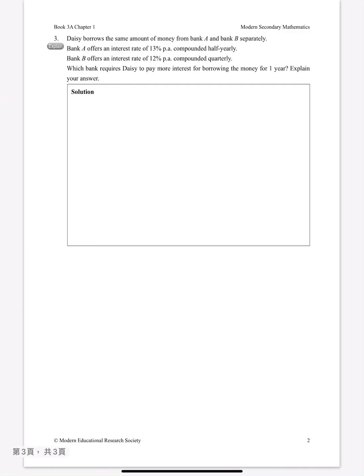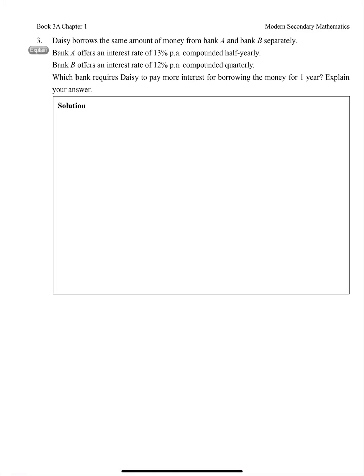So now we're going to do question 3. It's actually comparing something, isn't it? Daisy borrows the same amount of money from Bank A and Bank B. So Daisy borrows some money, which means that the principal is an unknown. So we don't know the principal. But in this case, we have Bank A and Bank B, which means that there are actually 2 cases.